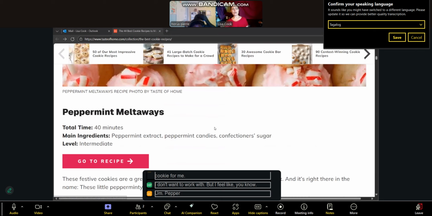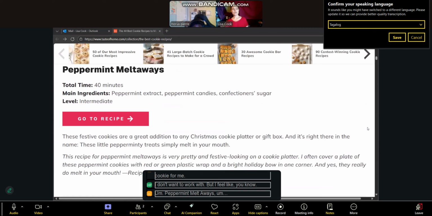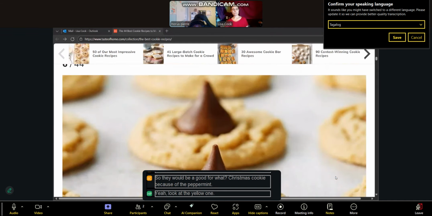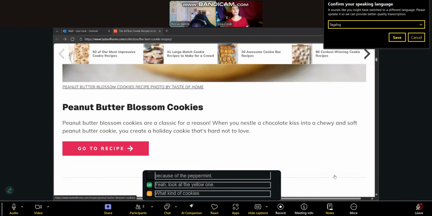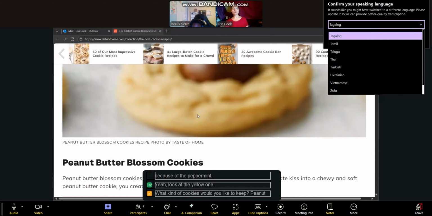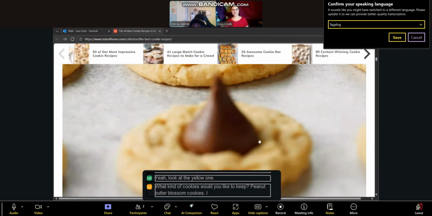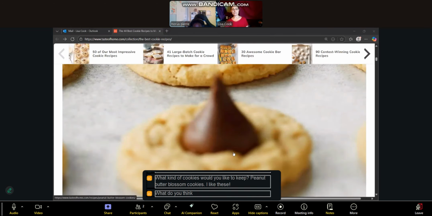Peppermint meltaways. So they would be good for what? Christmas cookie because of the peppermint. What kind of cookies would you like to keep? Peanut butter blossom cookies. I like these. What do you think? I like these. They have chocolate. Do I like chocolate? Yes, I love chocolate.